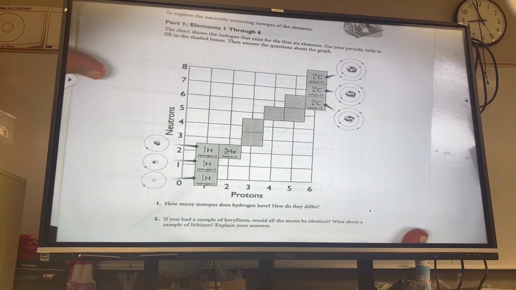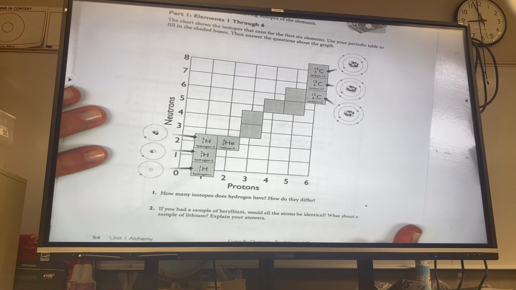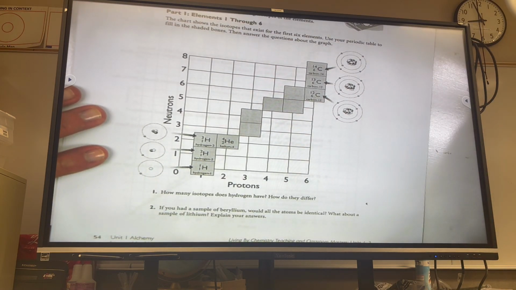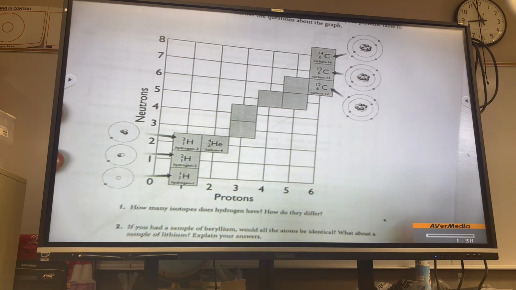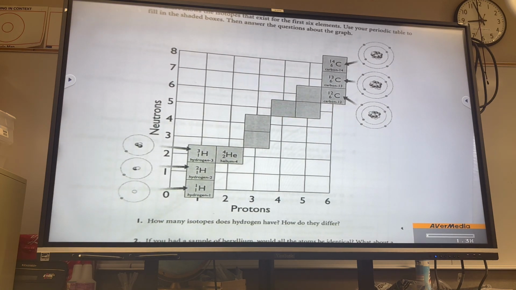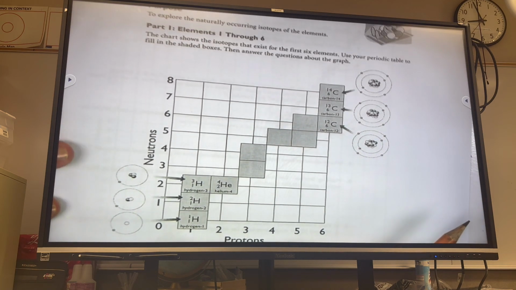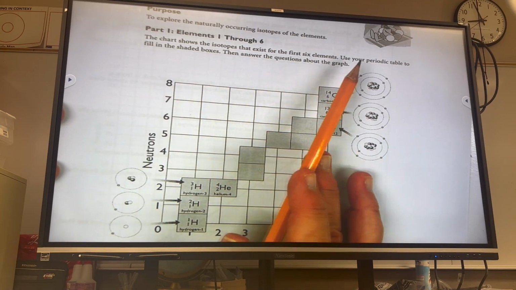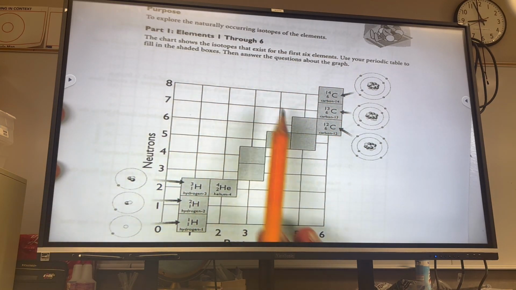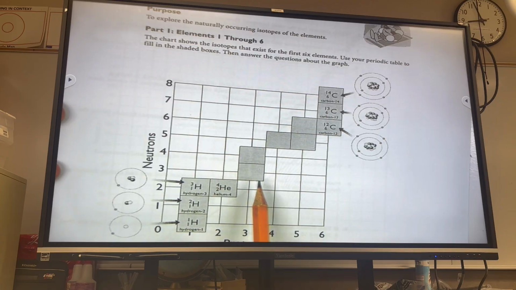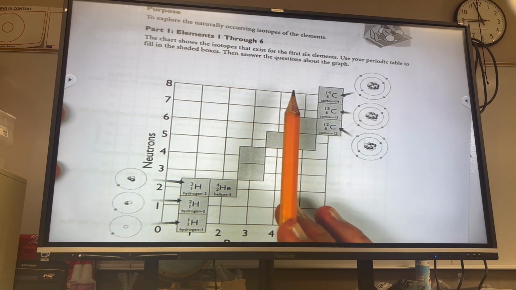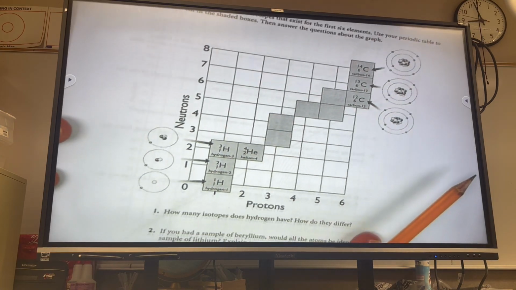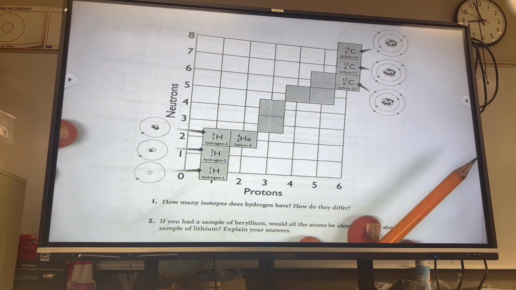All right. So we are going to look at this graphic here. And the first thing we're going to do is zoom in on it a little bit. Okay, and it says for us to use your periodic table to fill in the shaded boxes, so these shaded boxes here, and then answer the questions. So we need to look and see what this graph is about.